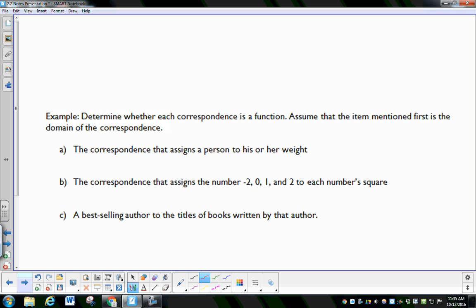Now we're going to take some short word problems and decide whether they are functions. It says, assume that the item mentioned first is the domain of the correspondence. Part A says, the correspondence that assigns a person to his or her weight. So what you want to ask yourself now is, can a person, that's the domain, get more than one weight? Can you say, well, I weigh 100 pounds and I weigh 150 pounds? No, you can't have more than one weight. That's silly. So this one is a function.